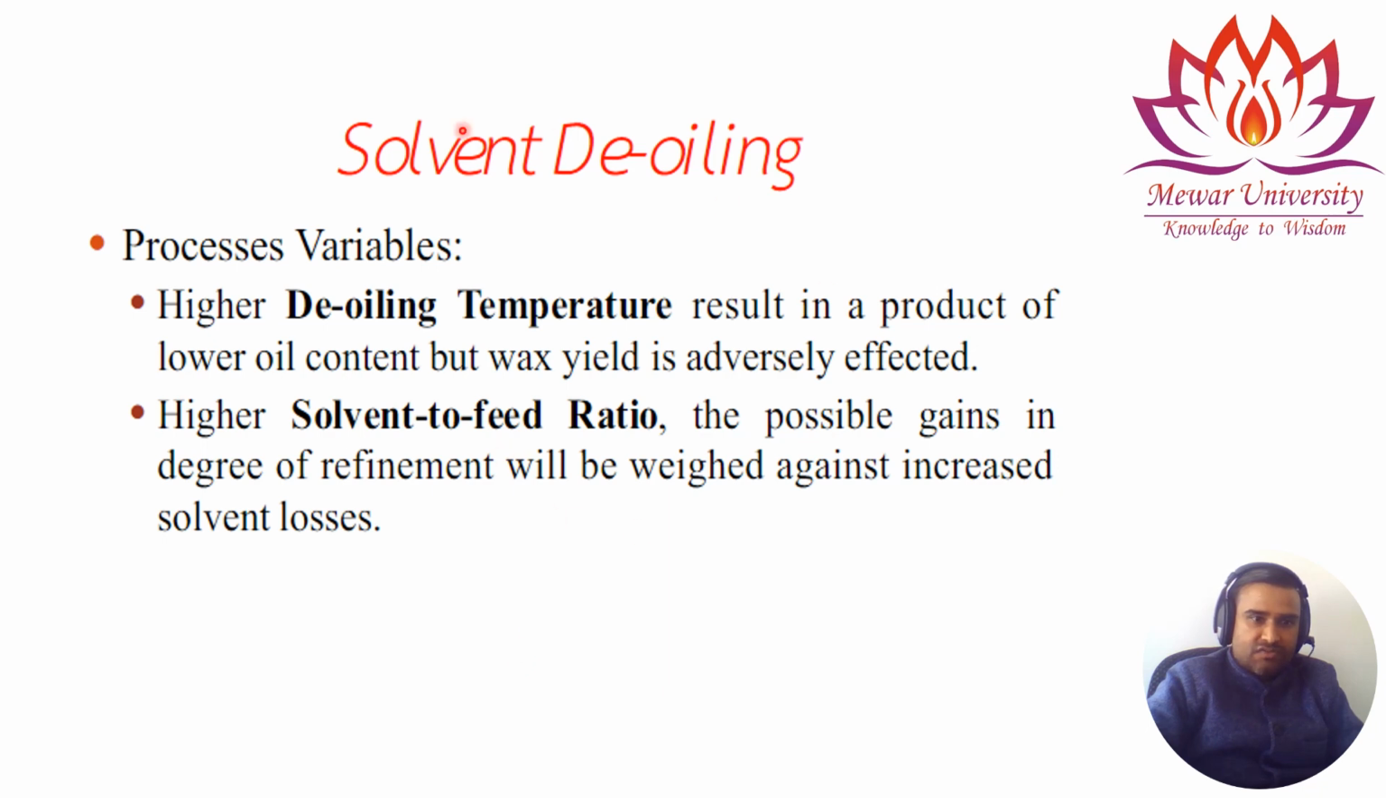And now the process variables. You can see these two points in the process variables. The first one is de-oiling temperature and the second one is solvent to feed ratio. Lower de-oiling temperature results in a product of lower oil content, but wax yield is adversely affected. And with a higher solvent to feed ratio, the possible gains in degree of refinement will be weighed against the increase of solvent losses.